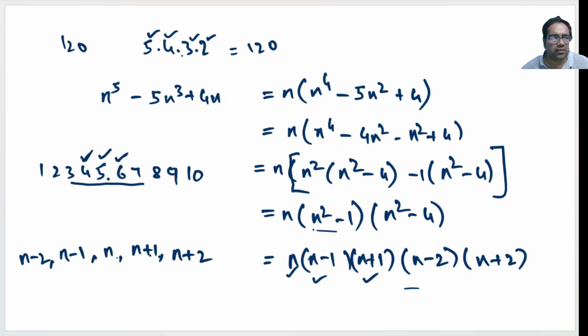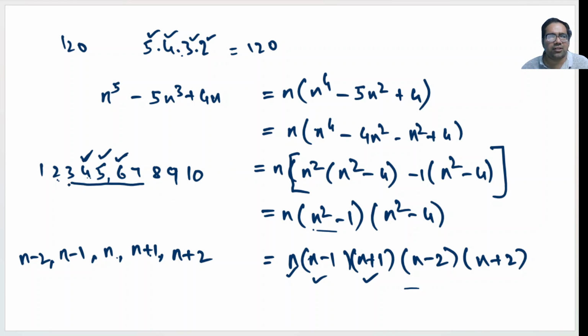For example, the multiple of 2 repeats every second number: 2, 4, 6, 8. Multiple of 3 repeats every third number: 3, 6, 9, 12, etc. Multiple of 4 repeats every 4 numbers. Multiple of 5 will repeat every 5 numbers: 5, 10, 15, 20.